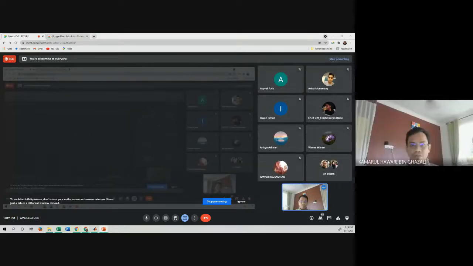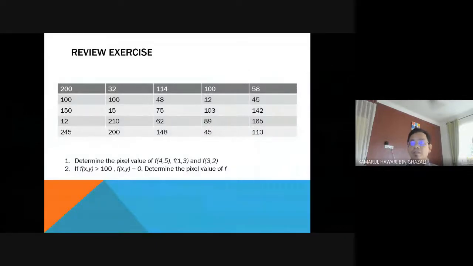So this is chapter 3. Okay. Review exercise. This is the exercise for chapter 2. Like we learned now in chapter 2, how to understand an image, what is pixel value, you know. So this is just a review.